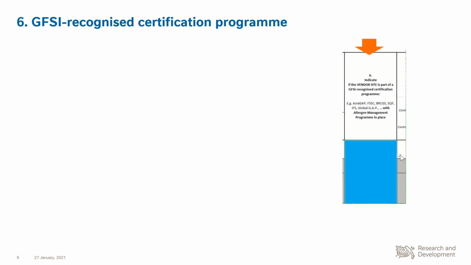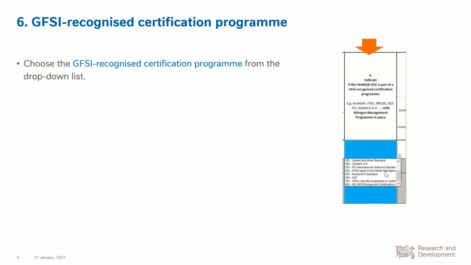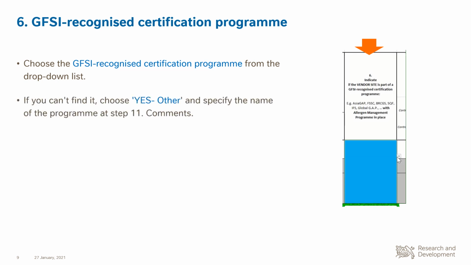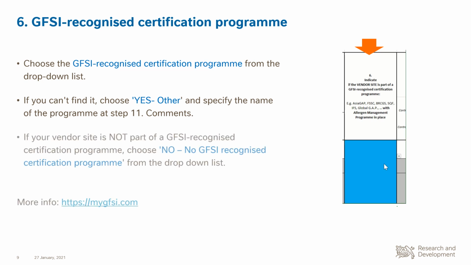Step 6. Choose the GFSI recognized certification program from the drop-down list. If you can't find it, choose Yes Other and specify the name of the program at step 11 in the comments box. If your vendor site is not part of a GFSI recognized certification program, choose No GFSI recognized certification program from the drop-down list.